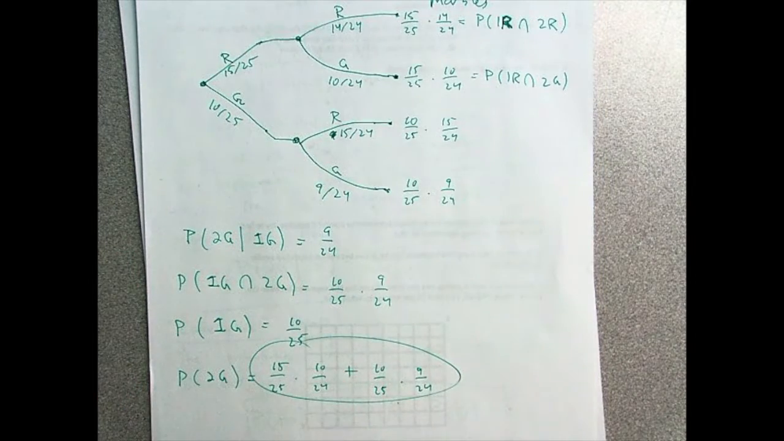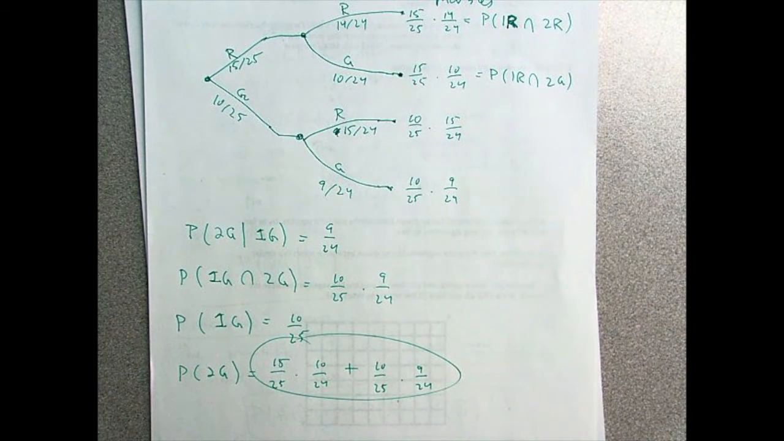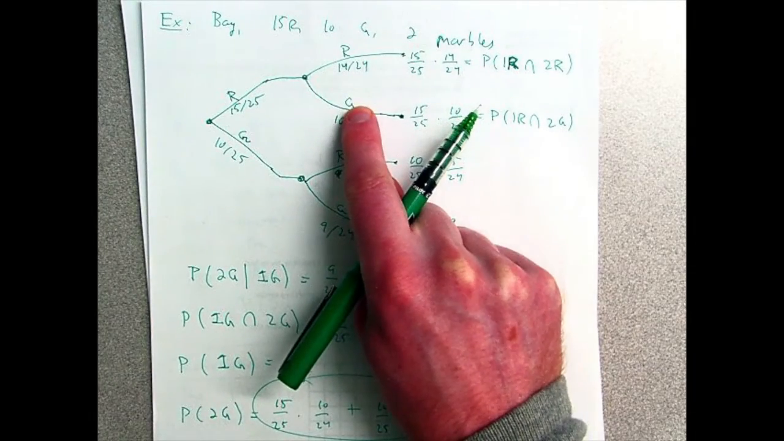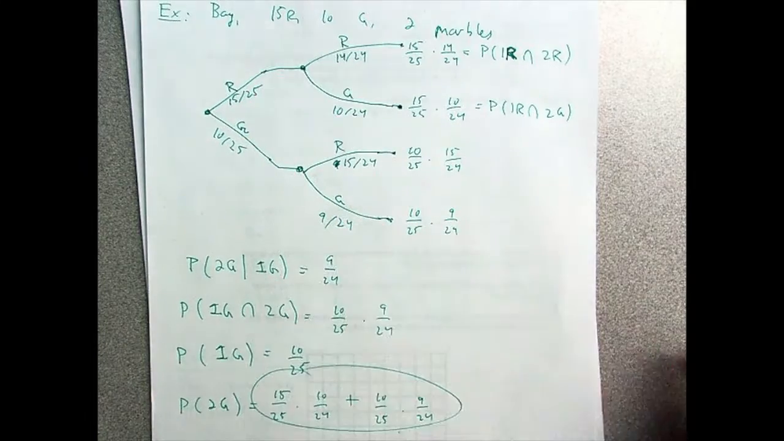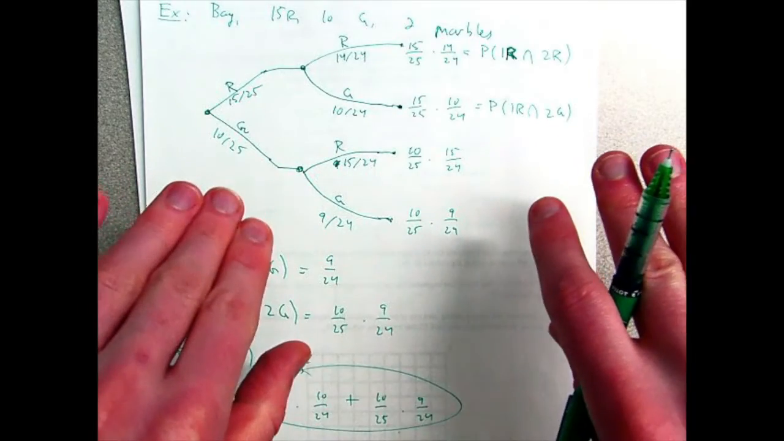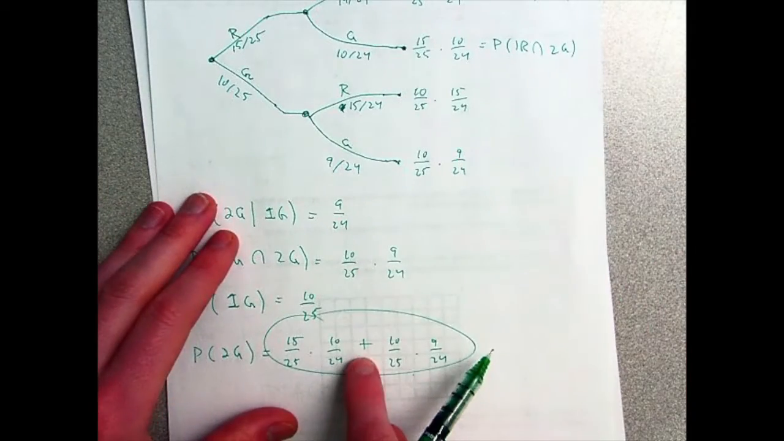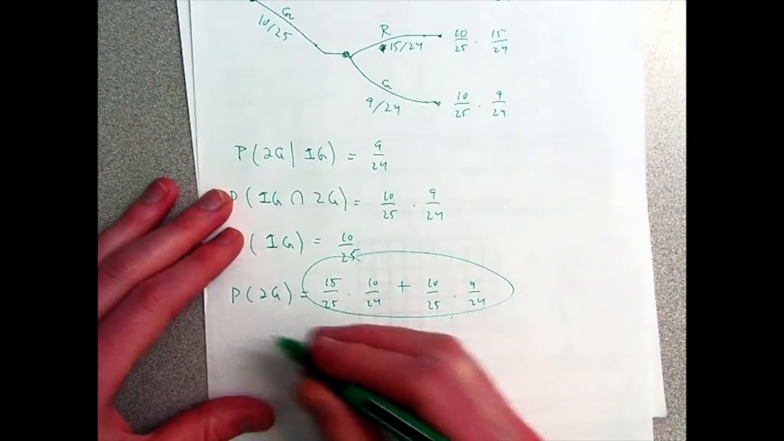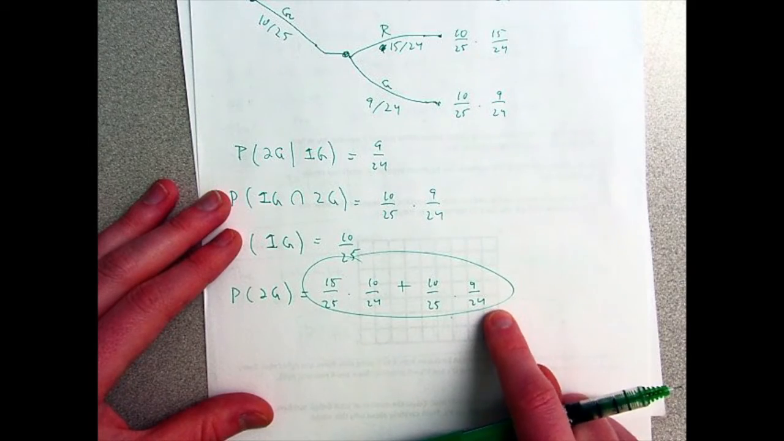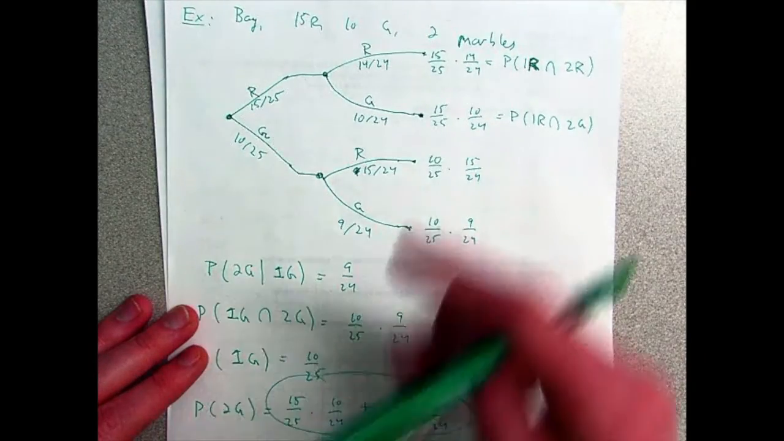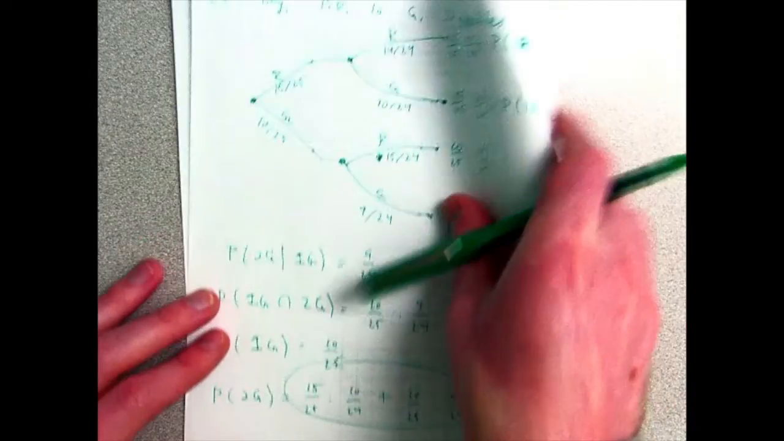The logic behind the plus is that we're basically breaking it into cases. The event second marble being green can occur in two ways. You could have first marble red and second marble green, or you could have first marble green and second marble green. Those are the two ways that it could happen. So you're breaking up the event, second marble green, into those two cases, and you find the probability of each of those two cases, and then you add them together. That's what we're doing here. So the lesson here is, anytime you have a question which involves multiple branches in the diagram, you need to add up all of the associated end branch probabilities.